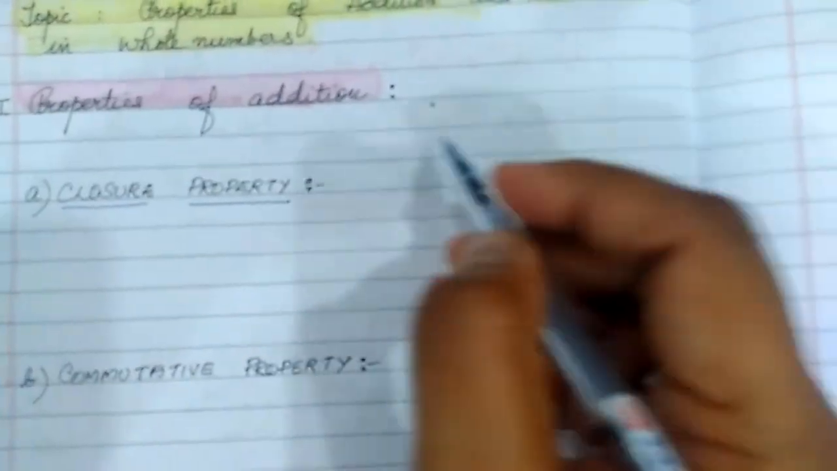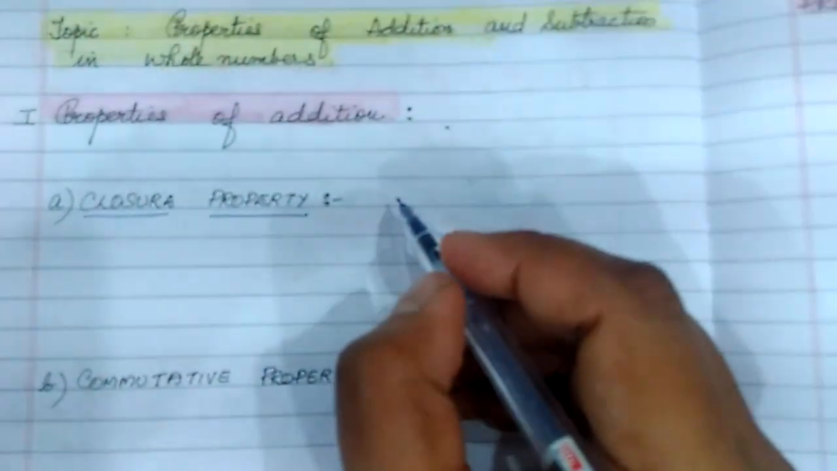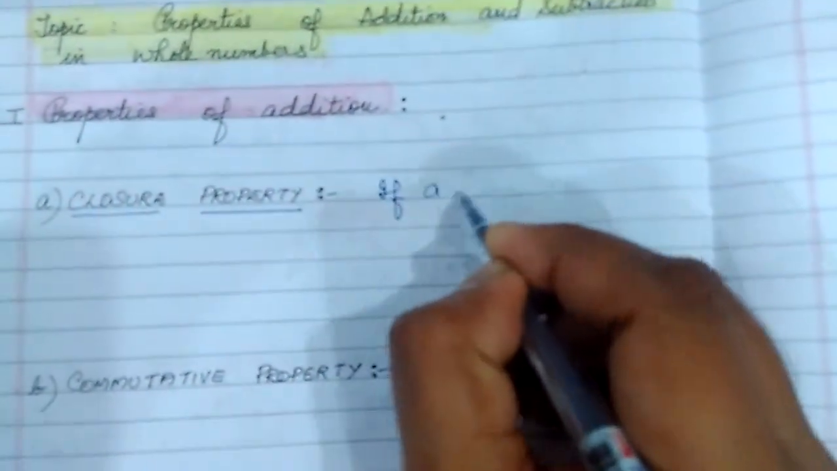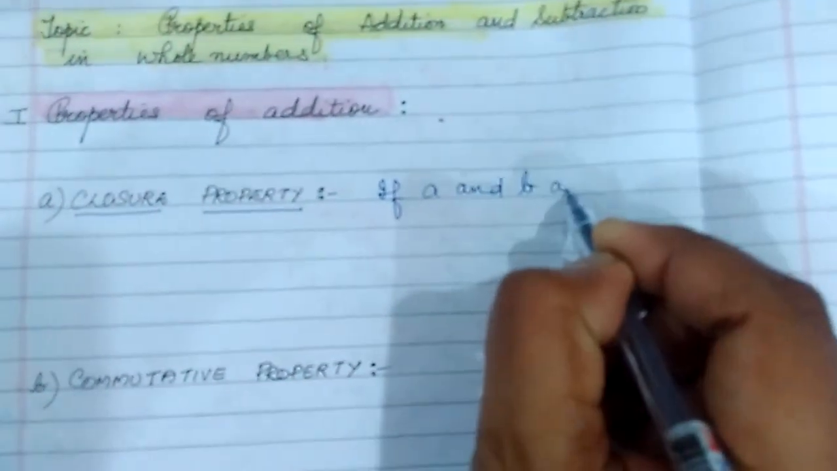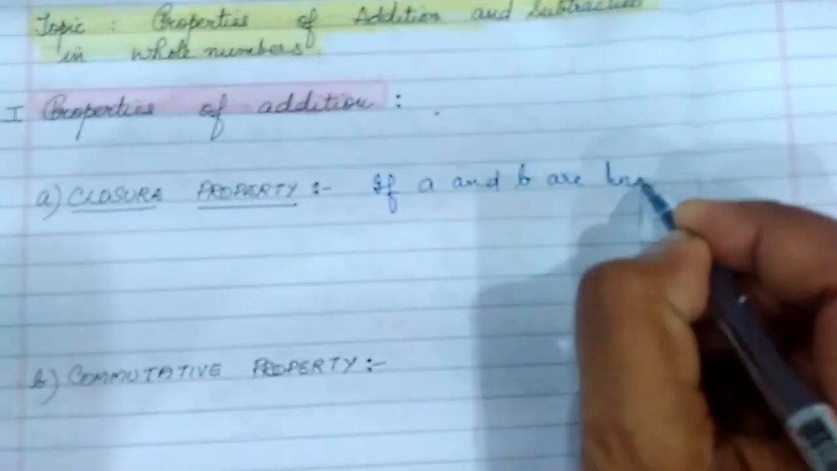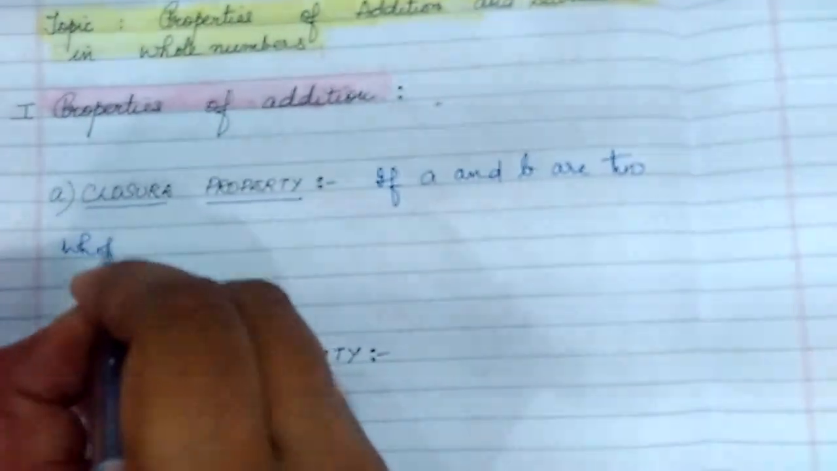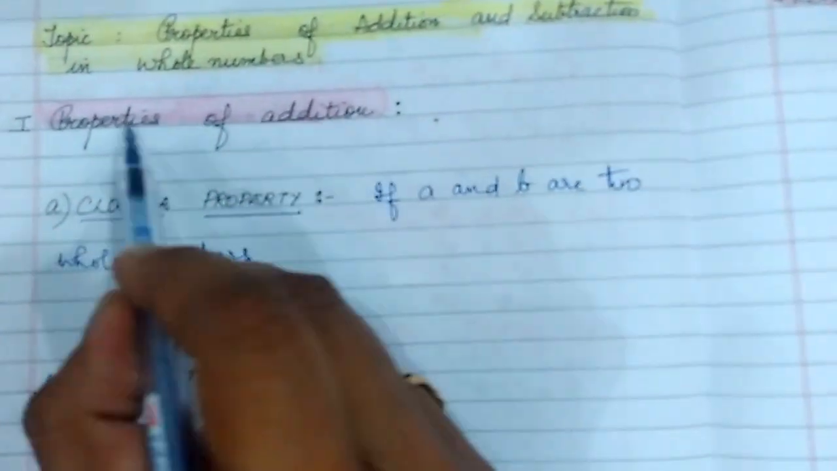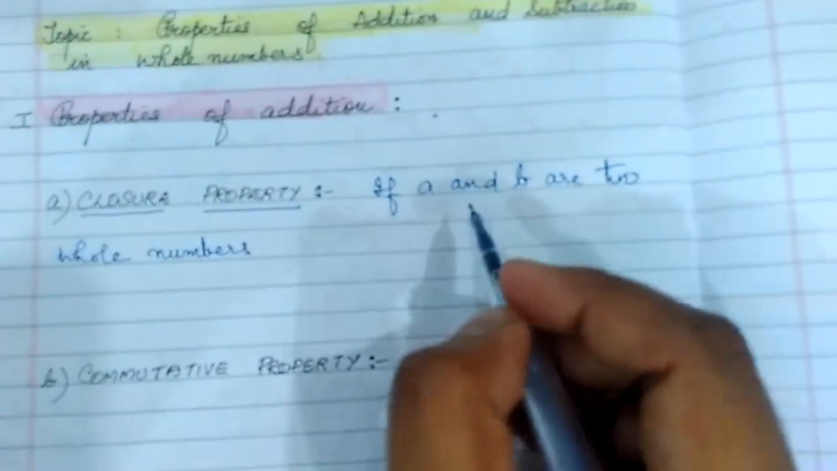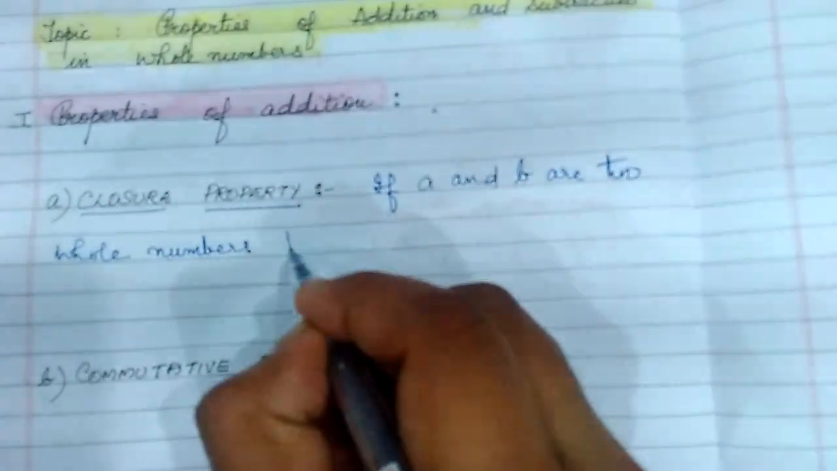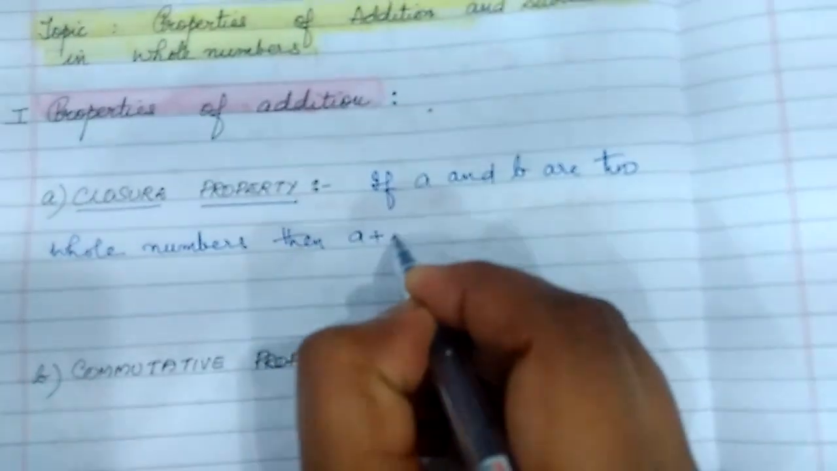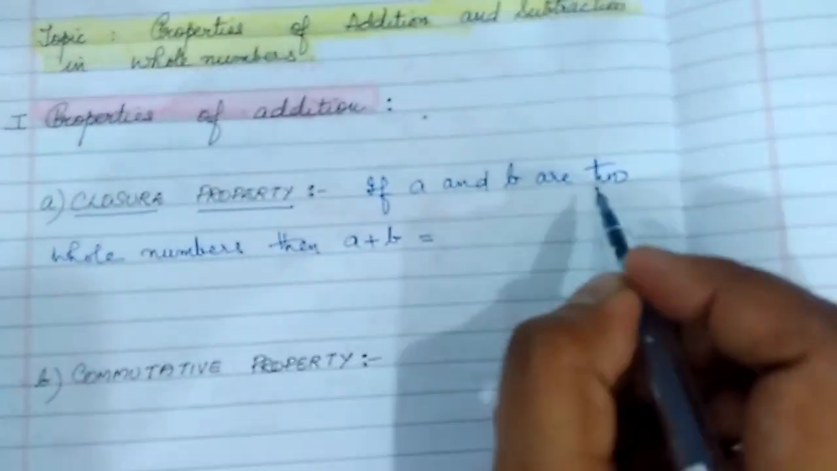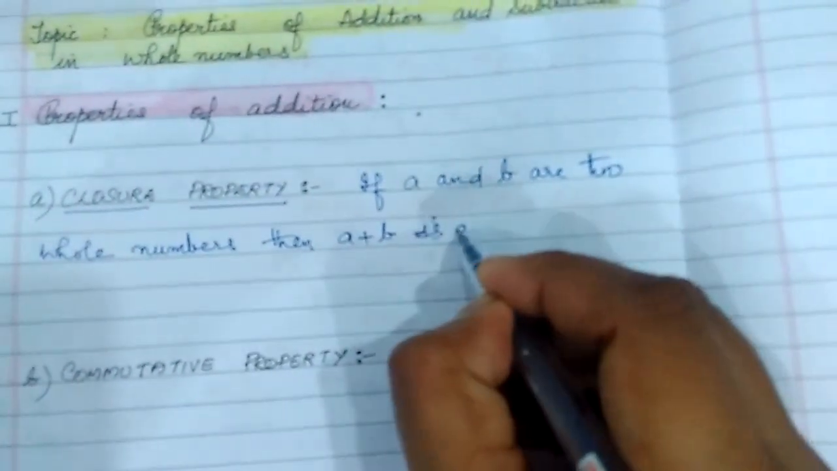C-L-O-S-U-R-E, closure property. Now what is closure property? Closure property is nothing but, see the word close. That means if A and B are two whole numbers, then if you add, because you are learning the property of addition, A plus B, the result will be a whole number. A plus B is a whole number.